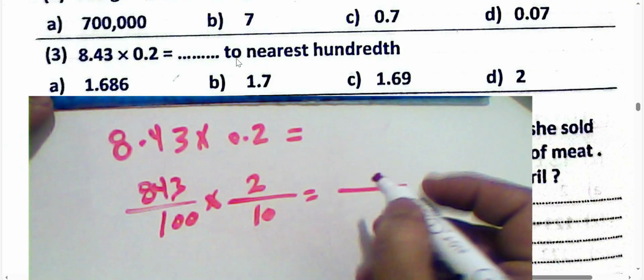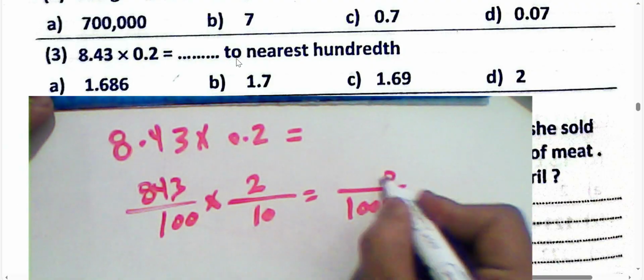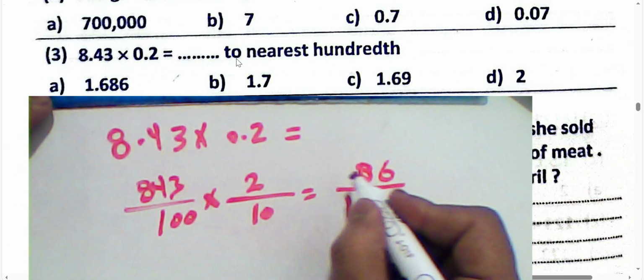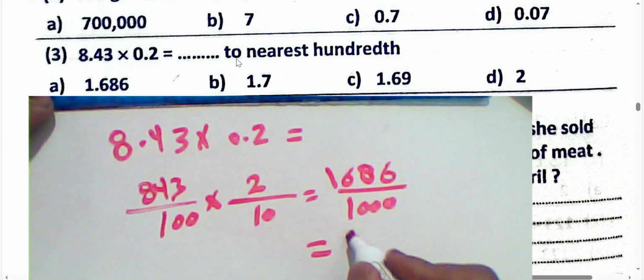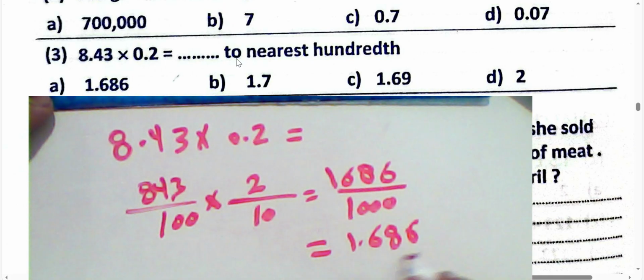Now we can multiply numerator by numerator and denominator by denominator. 10 times 100 is 1000. 2 times 3 is 6, and 2 times 4 equals 8, and 2 times 8 equals 16. And then put the point after 3 places: 1.686. Now we want to approximate it to the nearest hundredths.